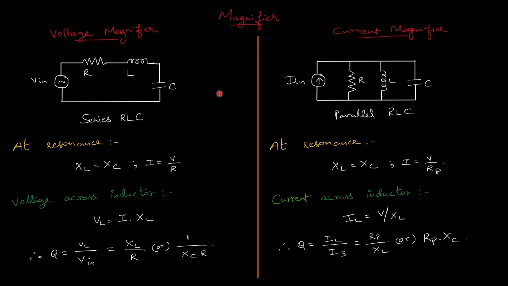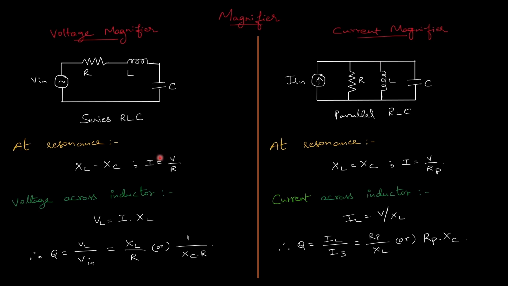So let's get started. Let's compare both circuits side by side. The one on the left is the series RLC circuit and the one on the right is the parallel RLC circuit. Both operate at resonance, but they magnify different quantities. The series RLC circuit produces voltage magnification, whereas the parallel RLC circuit produces current magnification.